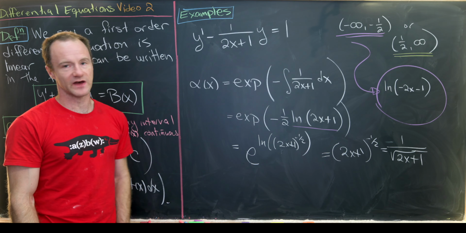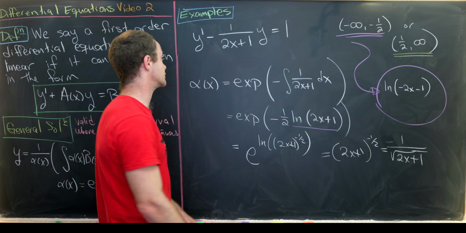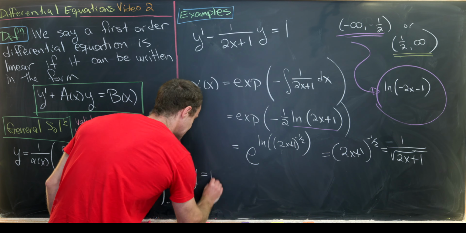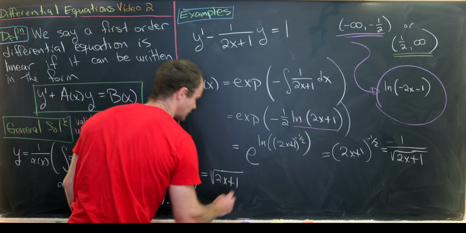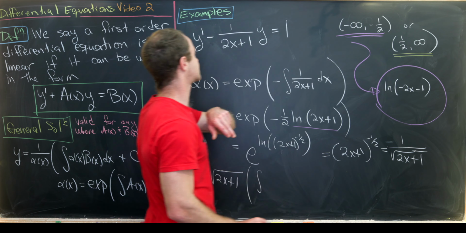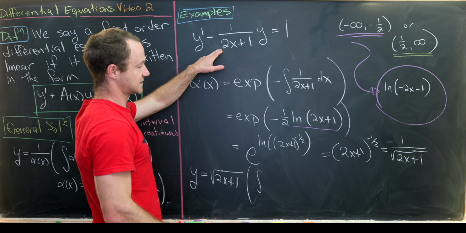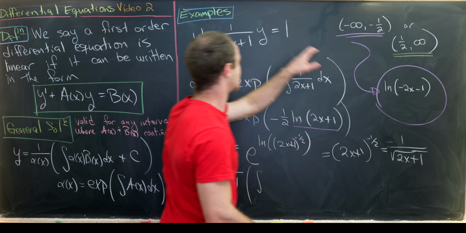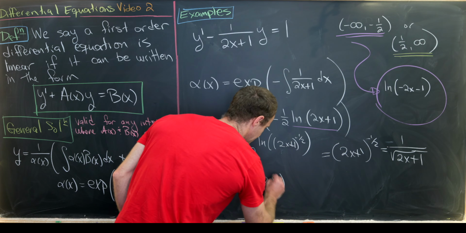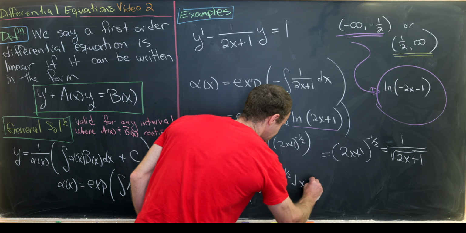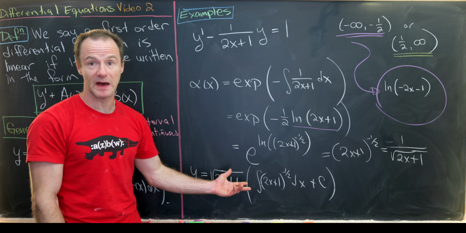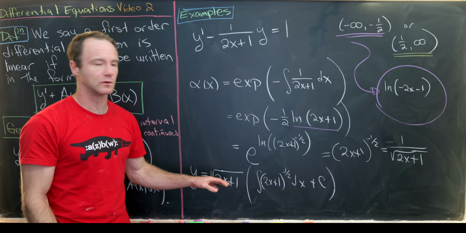Okay, so there's my alpha of x, and now I'm pretty much ready to write down my solution. So now I have y is equal to 1 over alpha. So that's going to be the square root of 2x plus 1. And then times the quantity, the antiderivative of alpha of x times b of x. So that's going to be 2x plus 1 to the negative half dx plus some constant. Now we have to take the antiderivative of this, which we can do using the power rule and really the chain rule built in or whatever.